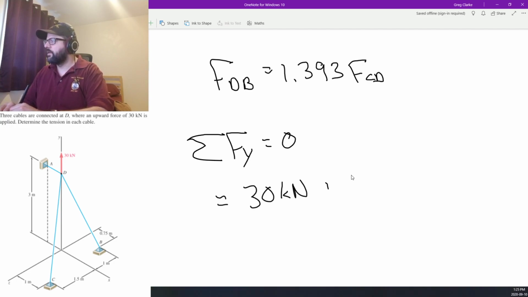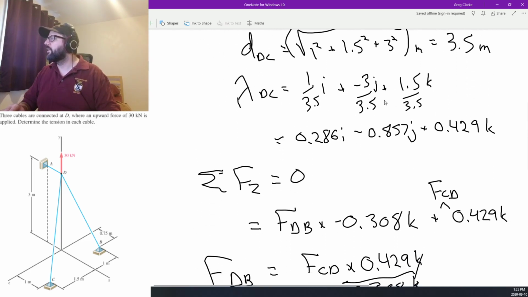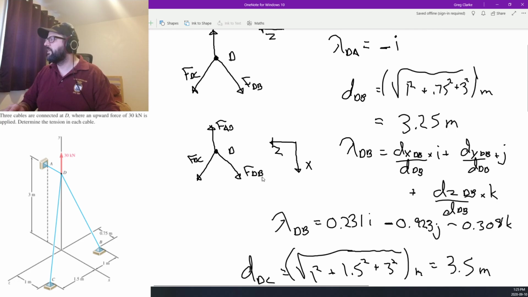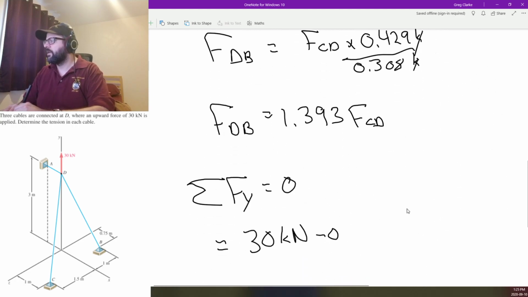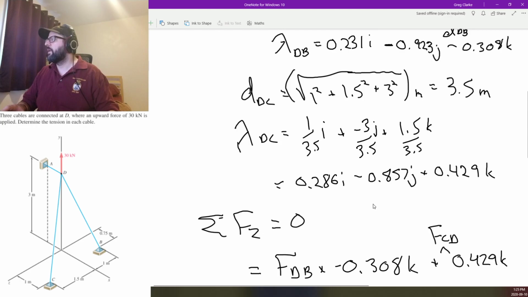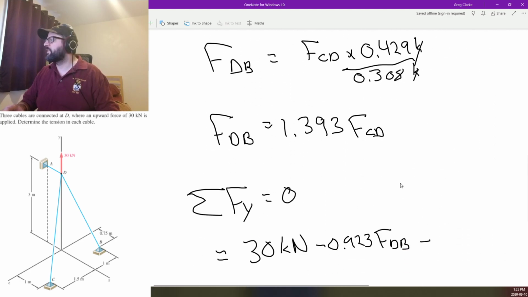Okay, so I know both of those are negative values, so I'll just go ahead and throw a negative there. So let's start with FDB. So negative 0.923 times FDB and minus 0.857.